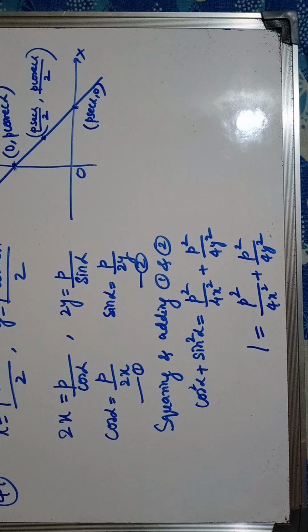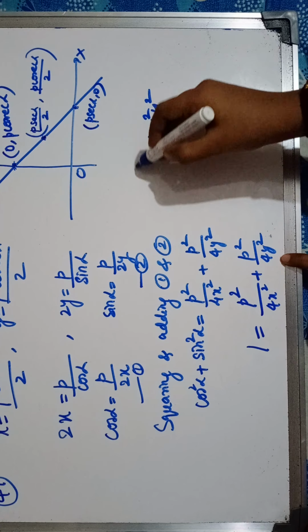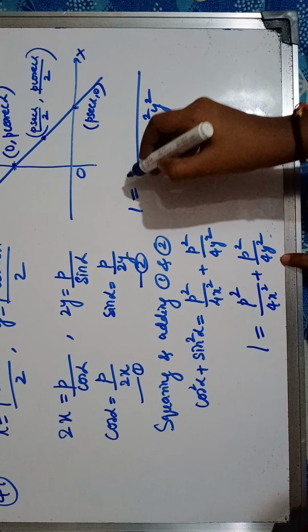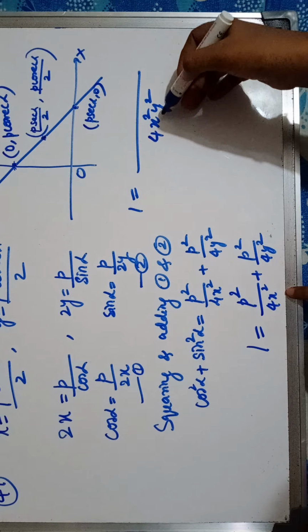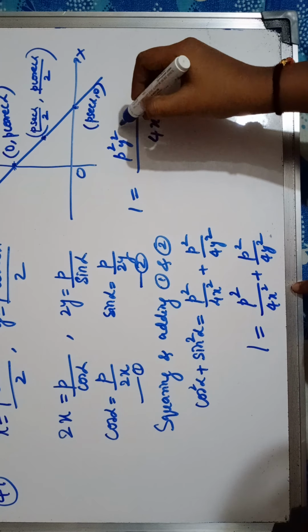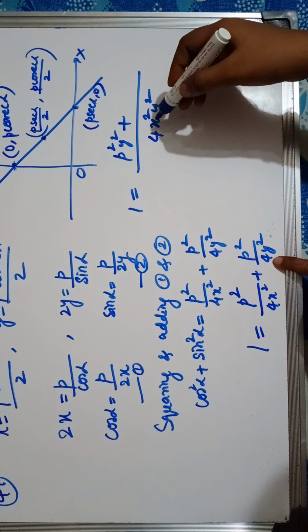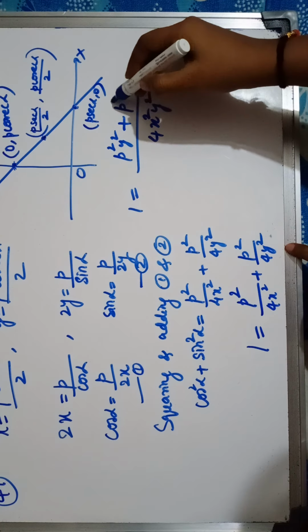Okay, so now what is the LCM for 4x square and 4y square? So 4x square y square is the LCM. So here we have 1. So here 4x square cancels with x square, leaving y square into p square, that is p square y square, plus 4y square cancels, and I will be left with p square x square.